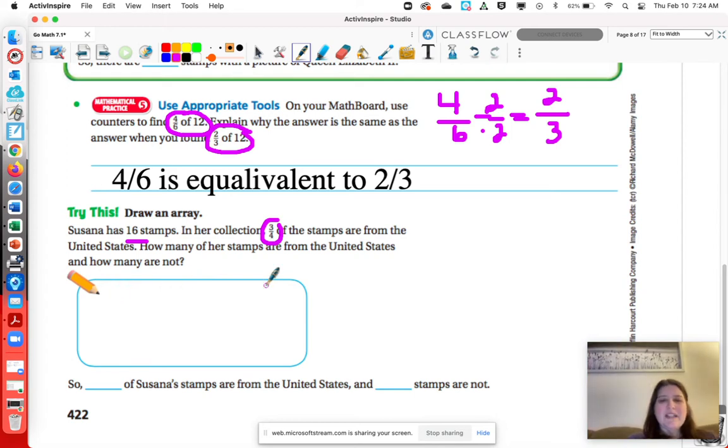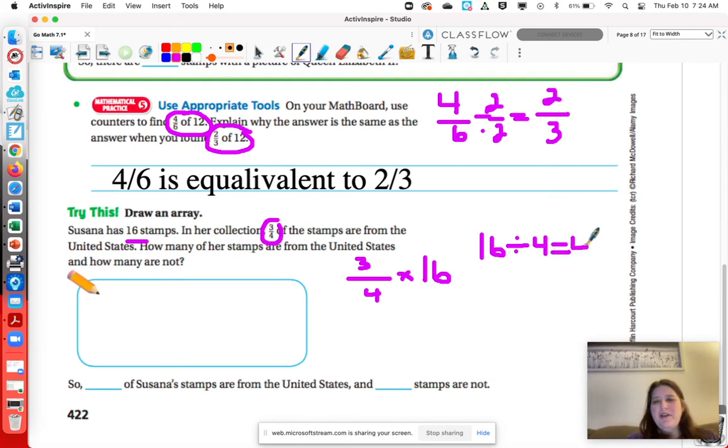So to do this, let's take a look at that easy way. 3/4 of 16. Remember, we divide by the bottom. So 16 divided by 4 equals 4. We multiply by the top, which is 3. So 4 times 3 is 12. So 12 of them are from the United States, but they do ask how many are not.